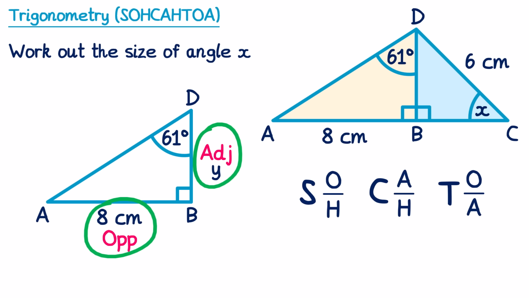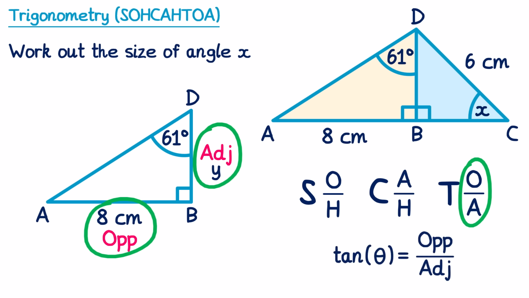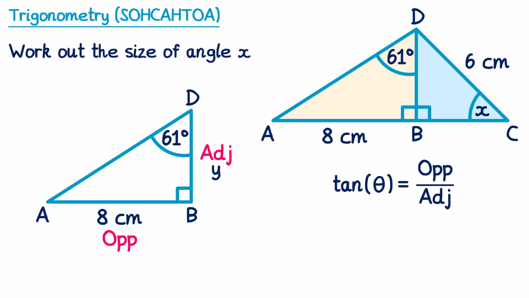So if we write out SOHCAHTOA, this time we need the opposite and the adjacent, which means we need to use tan. So if we write out tan theta is the opposite over the adjacent, and then we'll substitute in the numbers. The angle is 61 degrees, the opposite is 8 centimeters, and the adjacent we have called y.